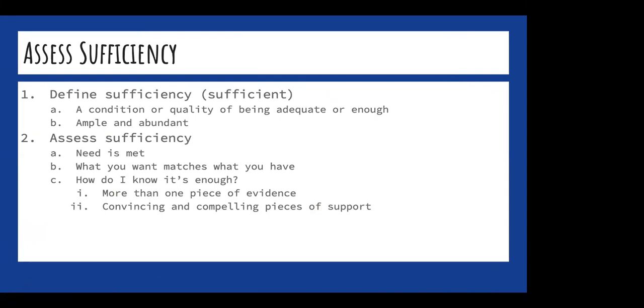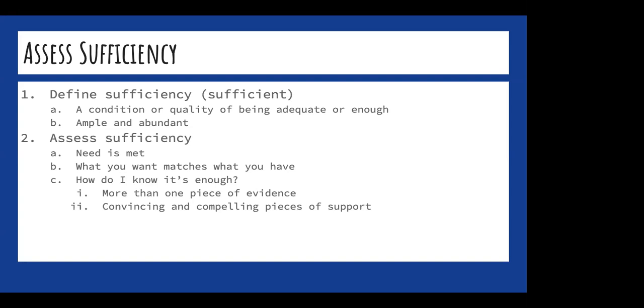Ample means you have more than enough. And then when we talk about sufficiency, we give the students a rubric. So does it meet the need, which is the burden of proof, because you're arguing a statement? What you want matches what you have. You want me to believe X, Y, Z. Do you have enough to support that?